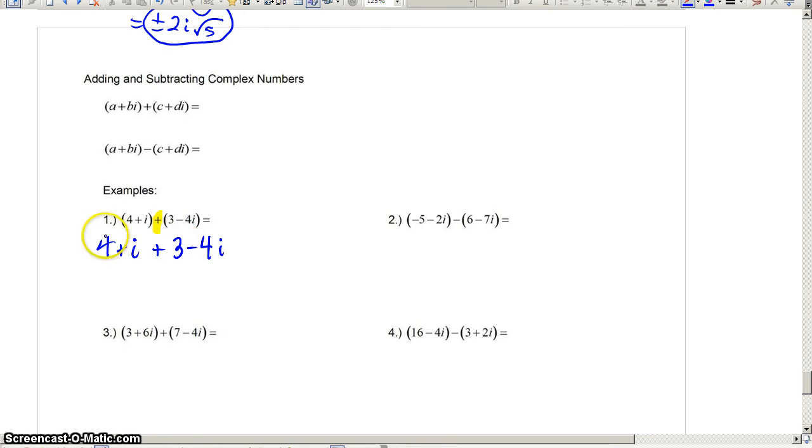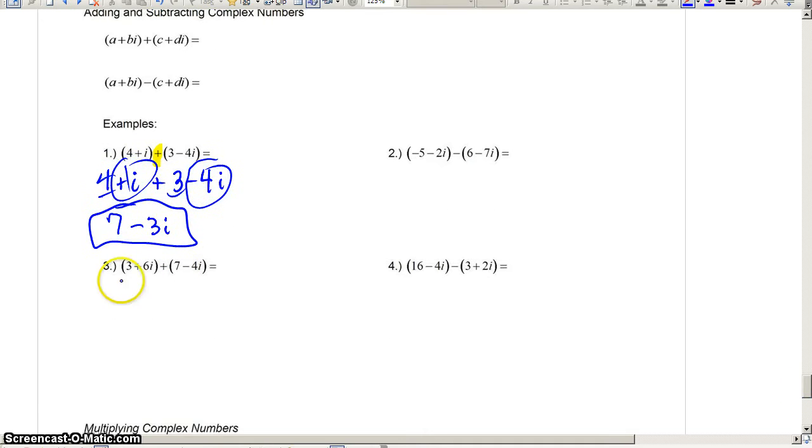This is essentially what we're going to do. We'll add our real numbers. 4 plus 3 is 7. 1i minus a 4i would be a minus 3i. And unbelievably, we are done. Take a look down below. Very similarly, adding just means add the real components together, namely the 3 and the 7. Add the imaginaries. A 6i and a minus 4i would add up to a 2i.